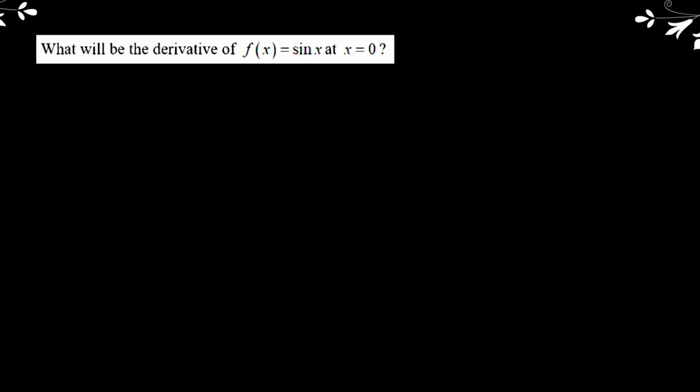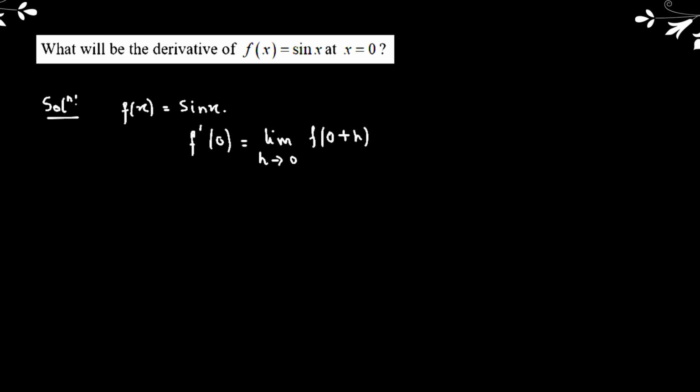Problem number 5. What will be the derivative of f of x equals sine of x at x equals 0? Here we are given the function f of x equals sine of x. We need to find f prime of 0, which is equal to the limit as h tends to 0 of f of 0 plus h minus f of 0, divided by h.